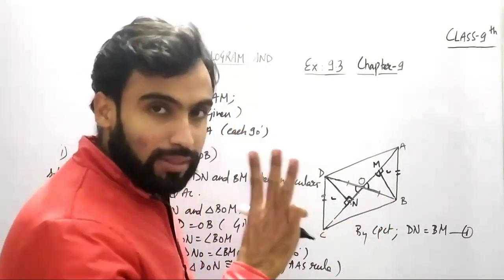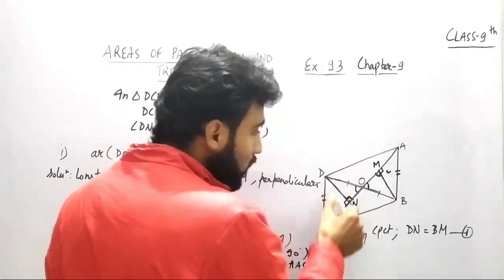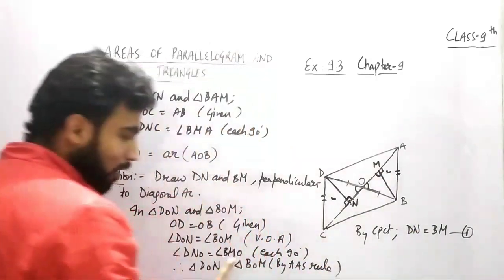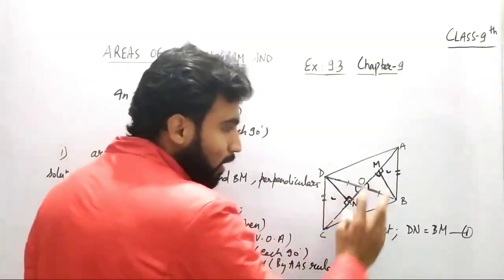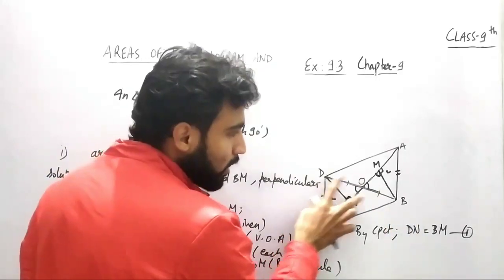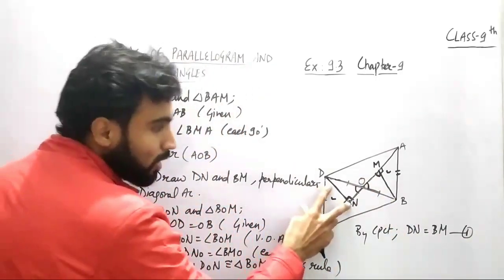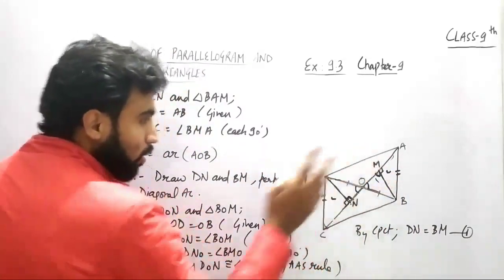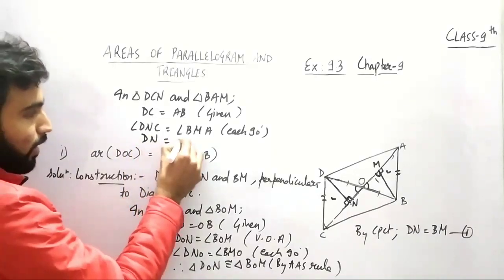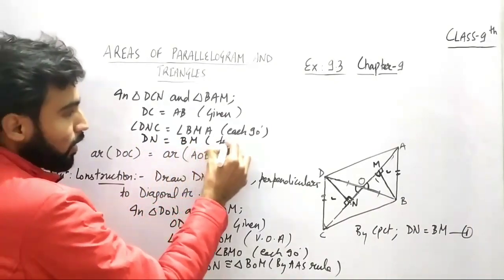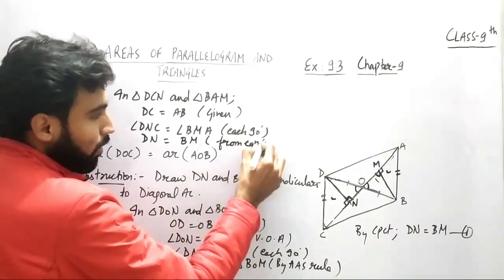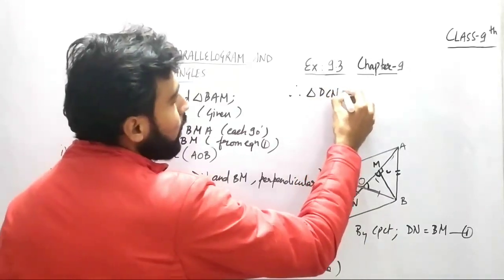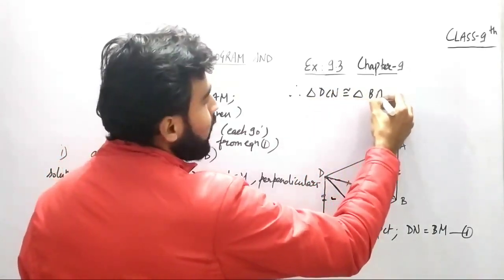Now coming on to the last and third condition here. You can see we have proved that DN is equal to BM from the previous congruency of these two triangles, right? हमने prove कर चुके हैं that DN is equal to BM from equation number first. So this is also coming in these two triangles, right? So this is going to be the third condition, that DN is equal to BM. So write that DN is equal to BM, and the reason is from equation number first, right? So you can see we got the three conditions. Therefore we can say that triangle DCN is congruent to triangle BAM.